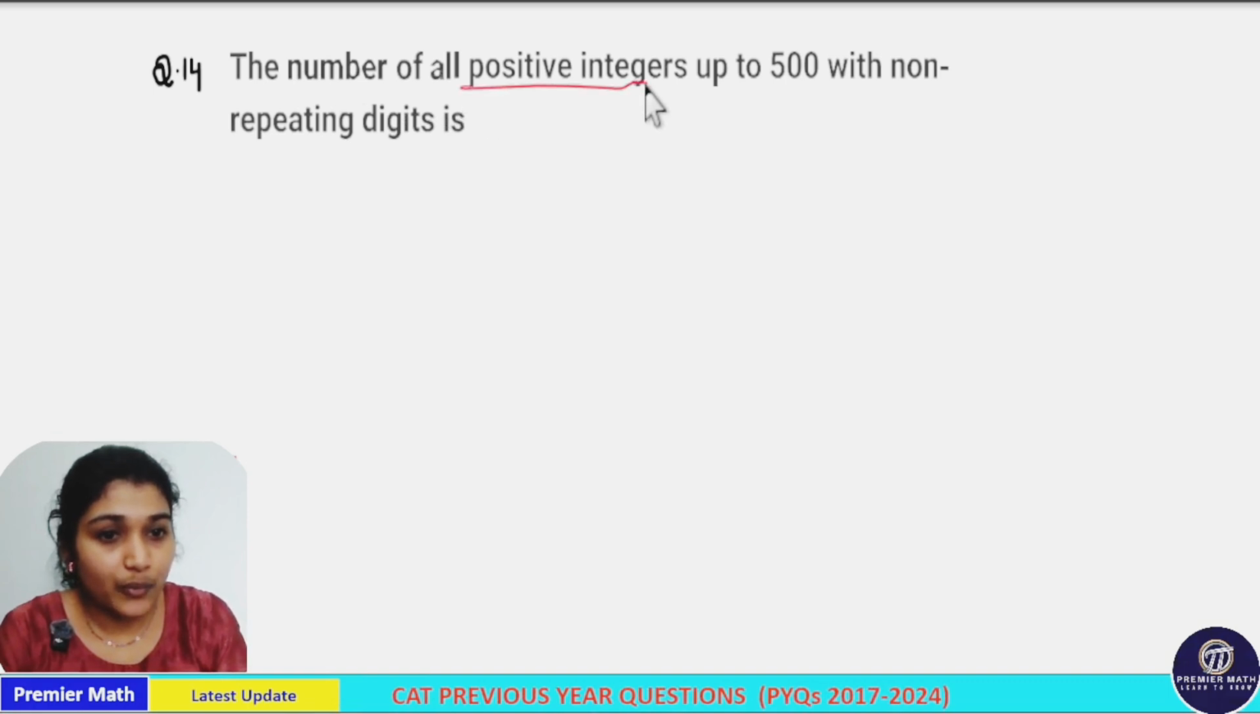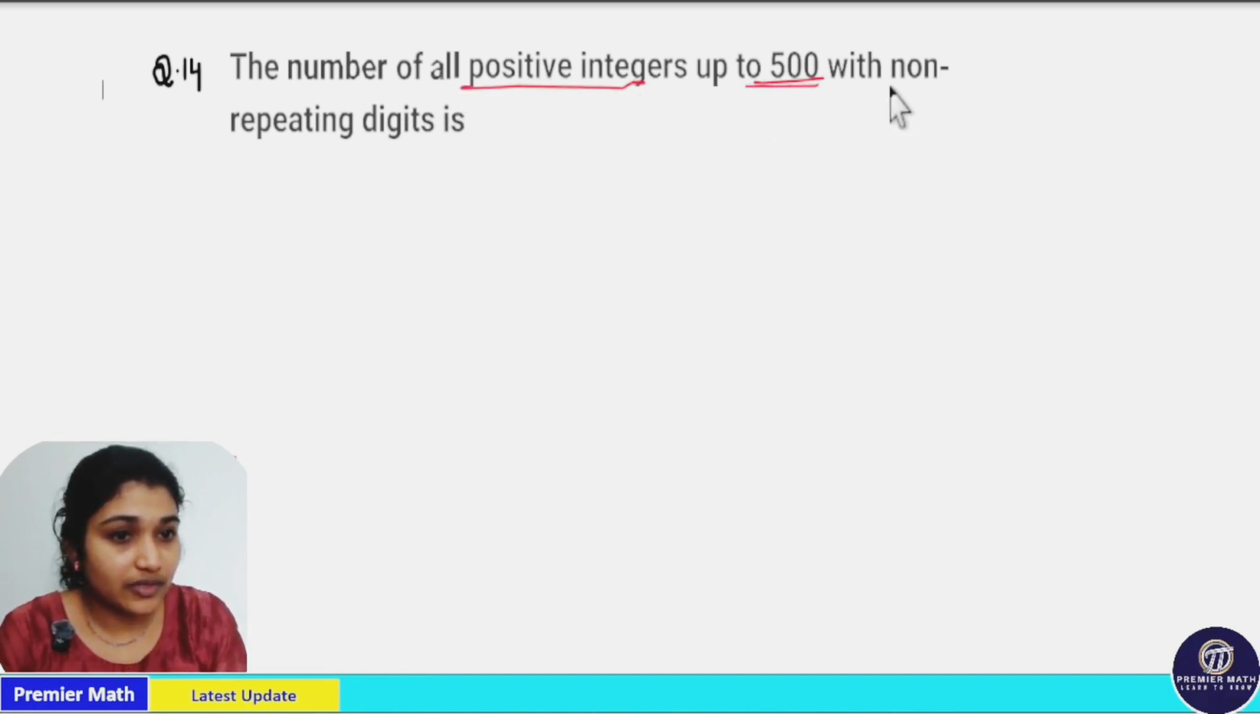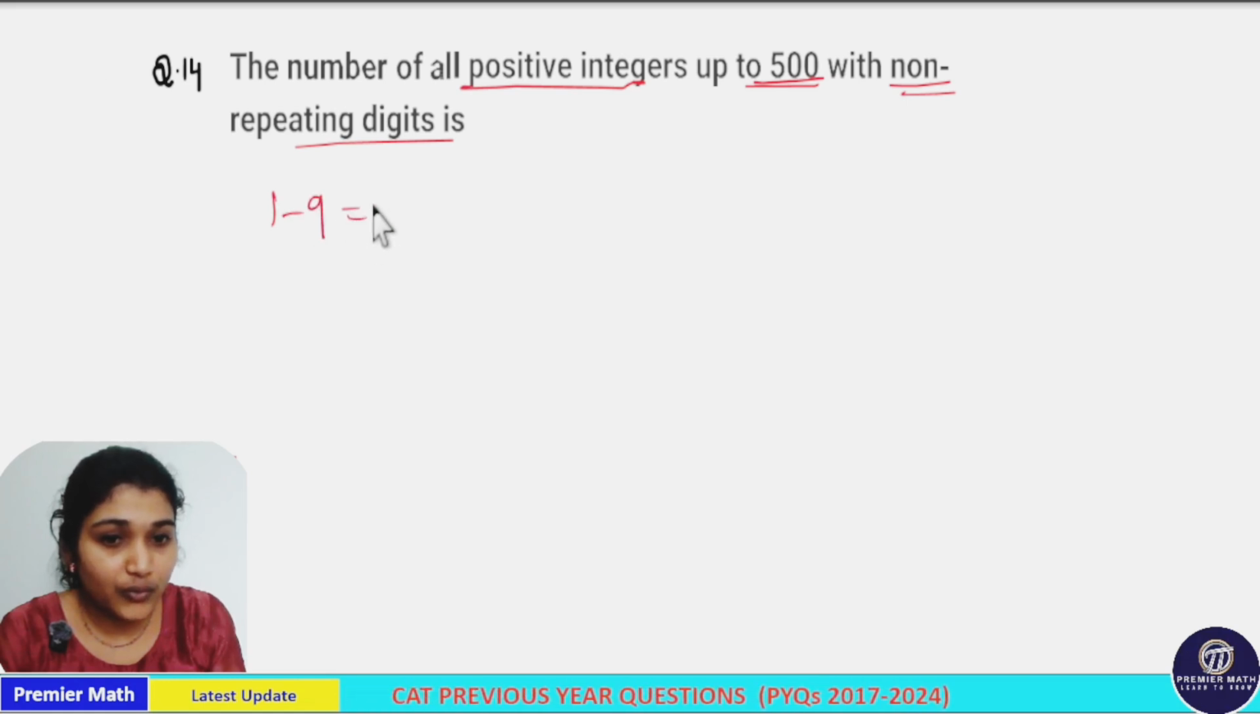The number of all positive integers up to 500 with non-repeating digits: from 1 to 9 there are no repeating digits, so a total of 9 values are possible.